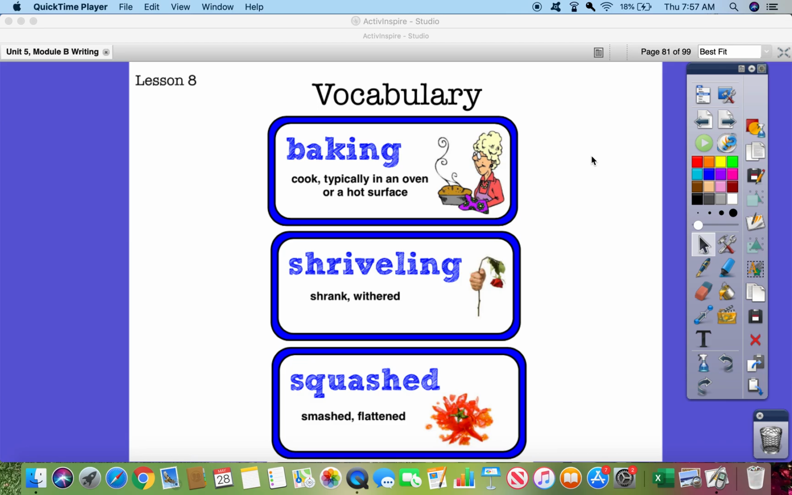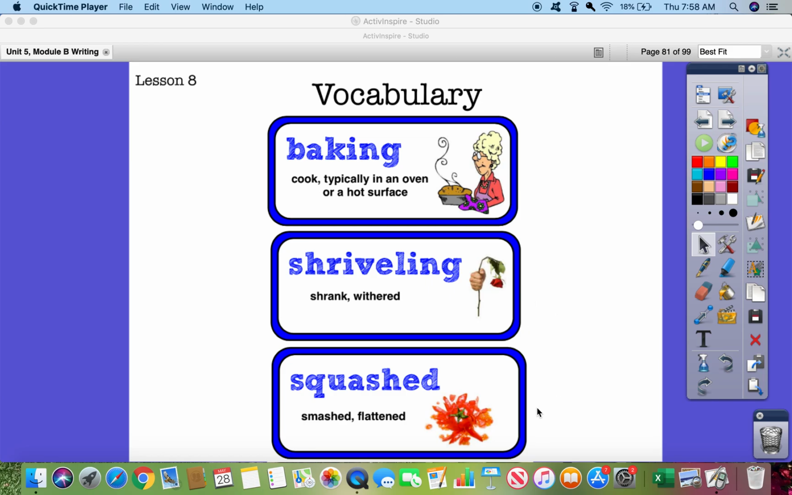The vocabulary words for this lesson are baking, shriveling, and squashed. Baking is when you cook something in the oven, or you could bake something on a hot surface. We usually bake pies, cupcakes, or cakes. The word shriveling means shrink or withered. So shriveling is when something becomes smaller.